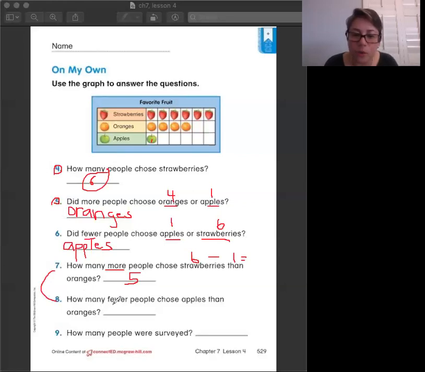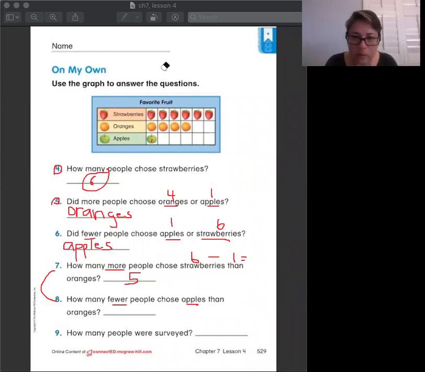How many fewer people chose apples than oranges? Again, go back and look. Apples, okay, I can see it here, was 1. And oranges, and again, I'm going to put it over here. Oranges was, oh, I made a mistake here. Let's come back and fix that. 1, 2, 3, 4. Oranges was 4. But I cannot subtract 4 from 1. I can't say 1 minus 4. I don't have enough. So I flip my numbers around because subtraction is always big minus small number.